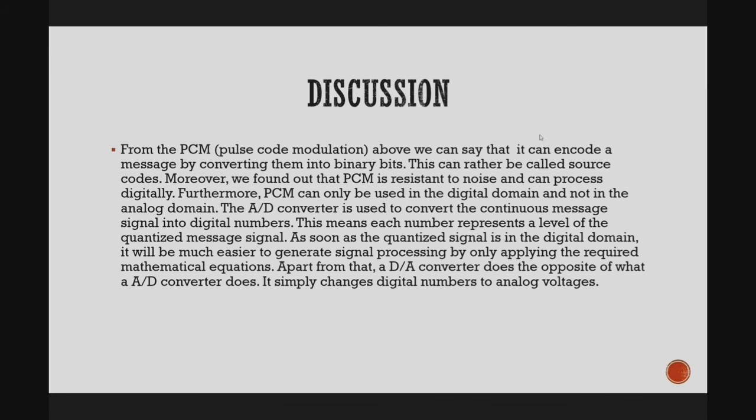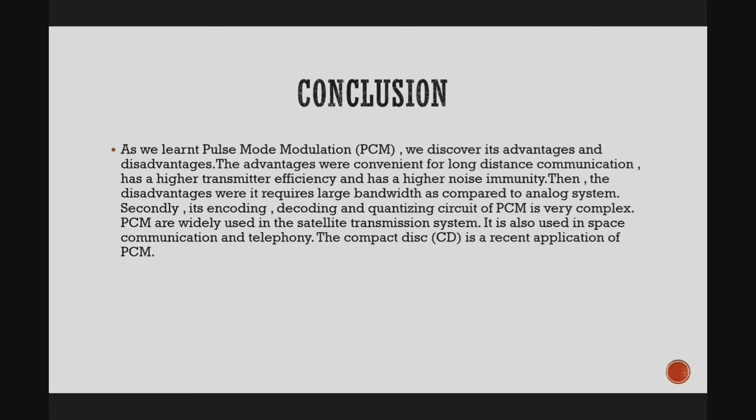So next, the conclusion that we got from this project is we learned about PCM, pulse code modulation, and we have discovered its advantages and disadvantages. The advantages are that it is convenient for long distance communication. Besides that, it has a higher transmitter efficiency and higher noise immunity. PCM also has disadvantages: it requires large bandwidth as compared to an analog system. Secondly, the encoding, decoding, and quantizing circuit of PCM is very complex.